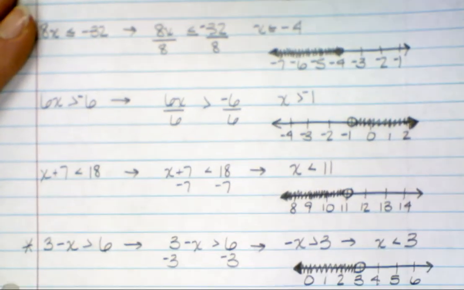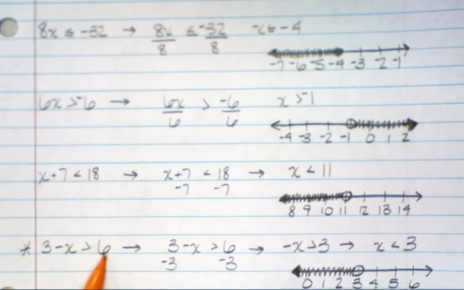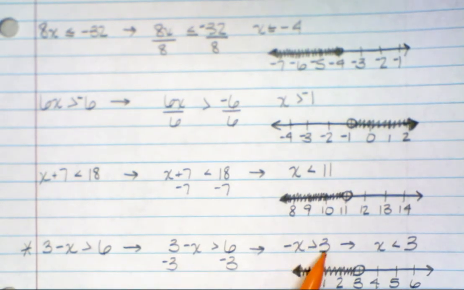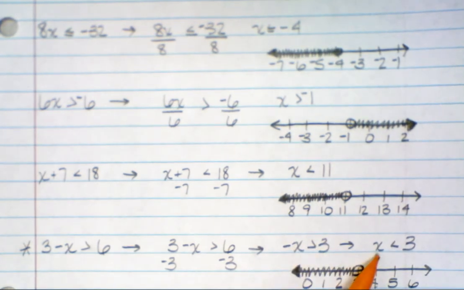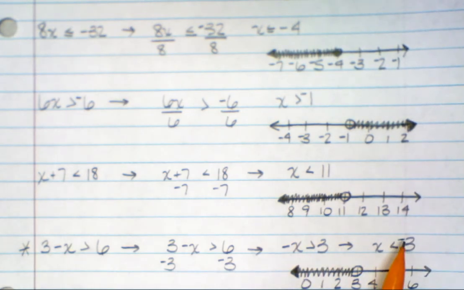All right, here's an example, and I have this one starred because it's a little bit different. So here we have 3 minus x is greater than 6. So I'm going to take 3 away from both sides, and I get negative x is greater than 3. However, I don't want negative x. I want it to always be positive, just like when we solved equations. So I'm going to divide everything by negative 1. So when I do that, this changes to x is less than negative 3. So this inequality sign has to flip because the sign of this number changed to the opposite.